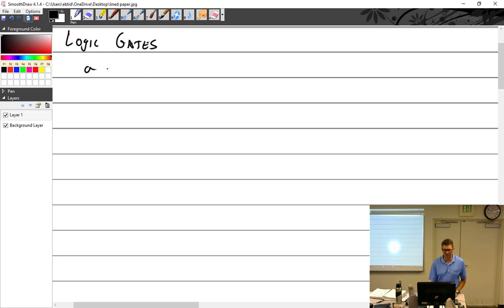So logic gates, they are functions performed by computers or circuit boards.